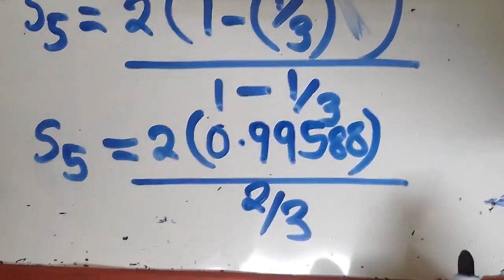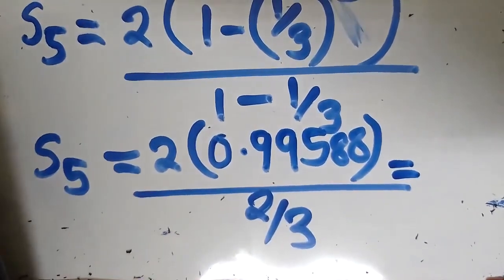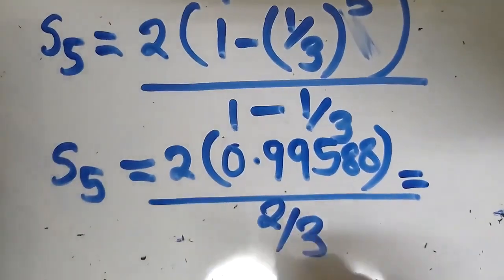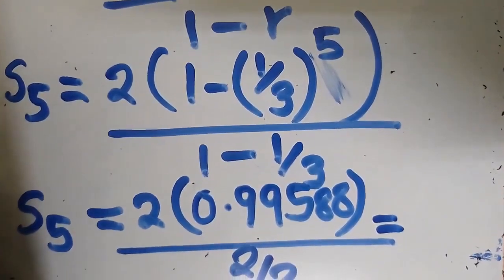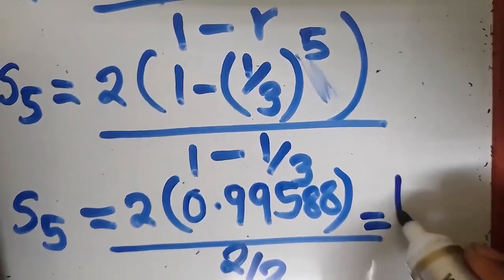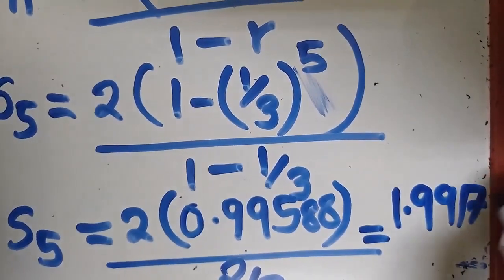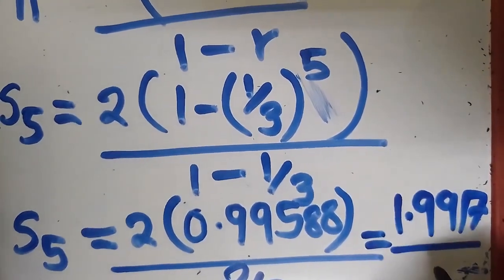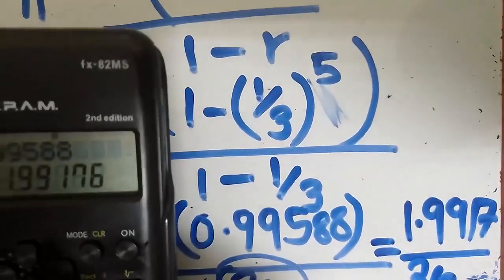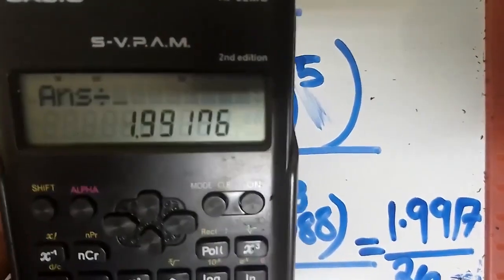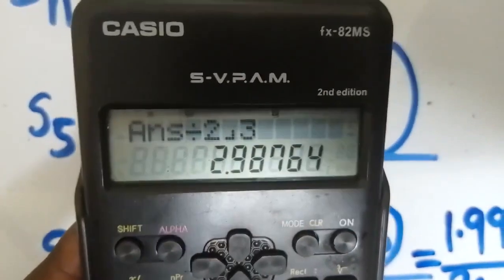This is the 2 over 3 that is here. So from here you say this is equal to 2 times 0.99588. What is the answer? The answer is 1.99176. Confirm with me. Then you divide by 2 over 3. So this same answer, you divide by 2 over 3. That's the answer that you're going to get.